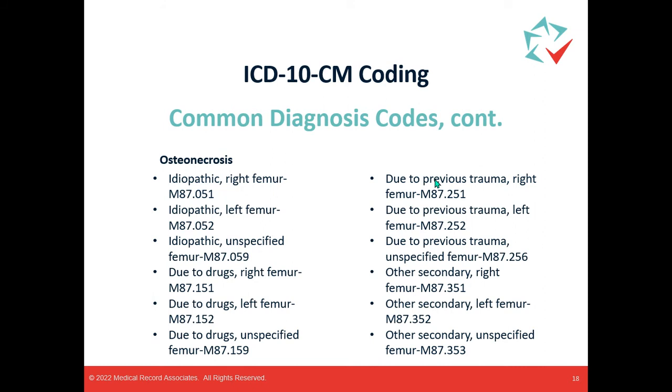Osteonecrosis is caused by reduced blood flow to the bones and the joints, which in turn causes death of the bone tissue. The classification is separated by the etiology of the condition, either being unknown, due to drugs, due to previous trauma, or another specified cause. And again, you want to assign the laterality.